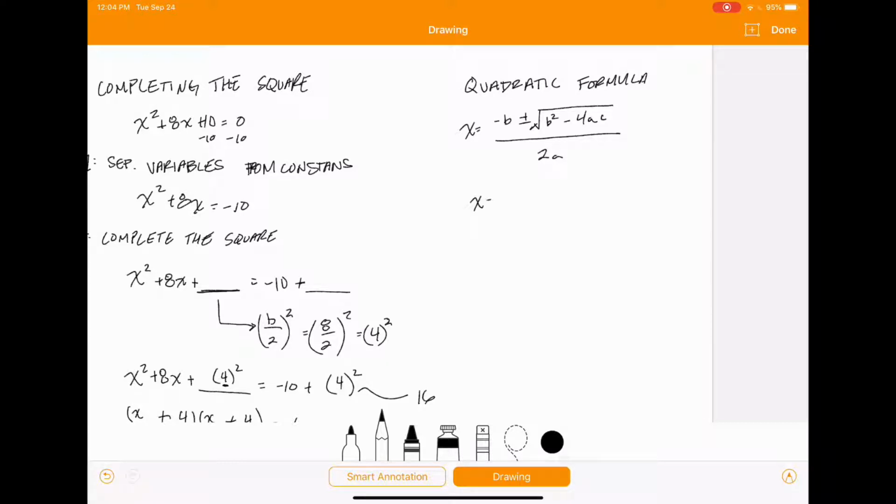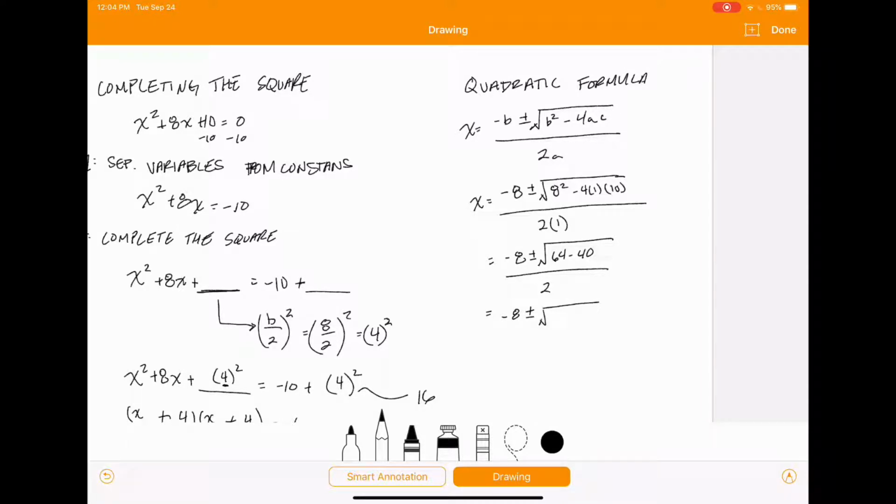So x is equal to the opposite of b, so the opposite of 8, plus or minus the square root of b squared, so 8 squared, minus 4ac, so 4 times 1 times 10, all over 2a, so 2 times 1. And then we just simplify this. That's going to be equal to negative 8 plus or minus the square root of 64 minus 40, all over 2. Negative 8 plus or minus the square root of 24, all over 2.